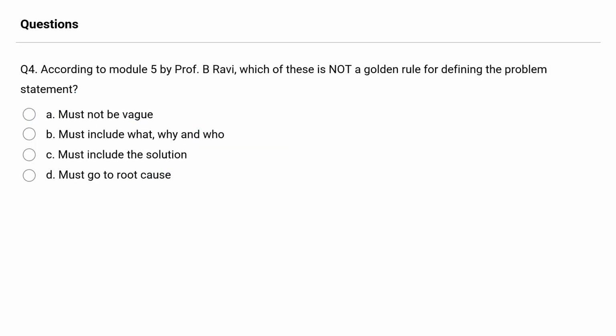Let's come to our question 4. According to module 5, Professor B. Ravi, which of these is not a golden rule for defining the problem statement? Remember, we are saying which one of these is not a golden rule. Must not be vague; must include what, why, and who; must include the solution; and must go to the root cause.